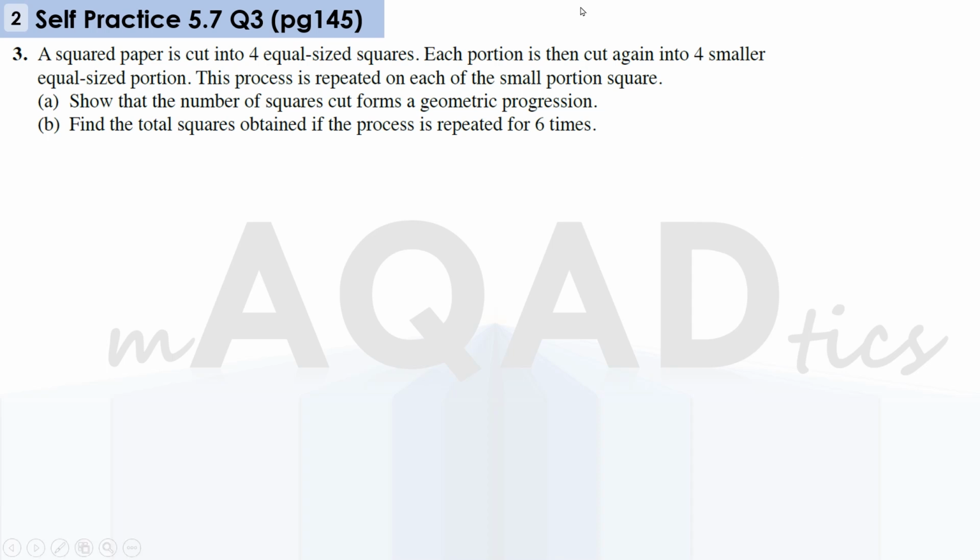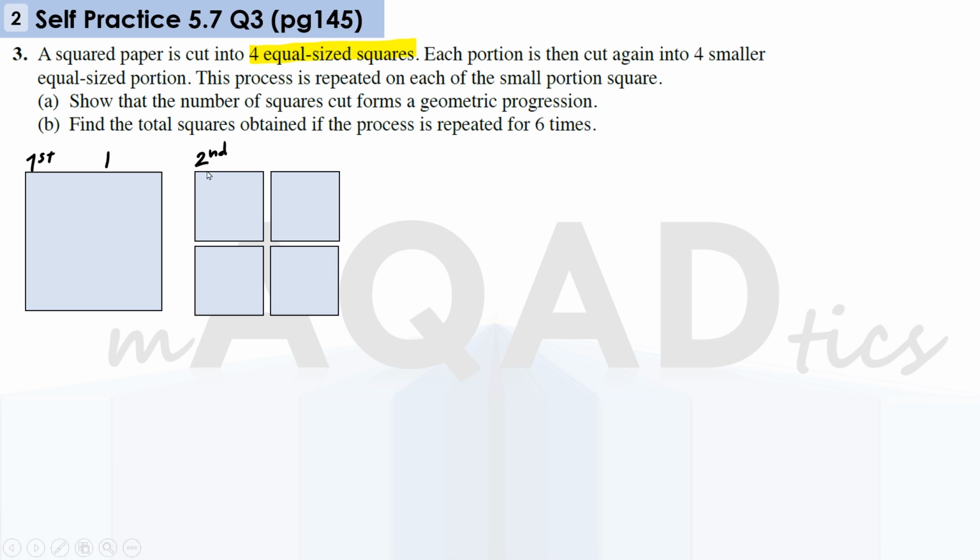For our second question, we have a scrap paper and then we cut them into 4 equal-sized squares. Okay, so this means for the first round, we have 1 square. Then since we cut it into 4, the second round we have 4 squares. Then the process keeps on repeating.